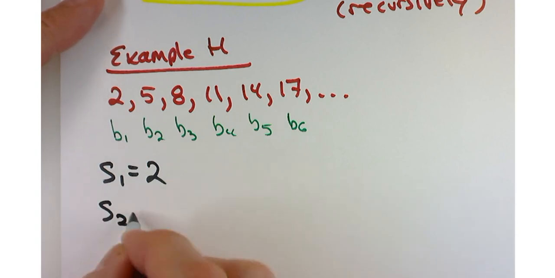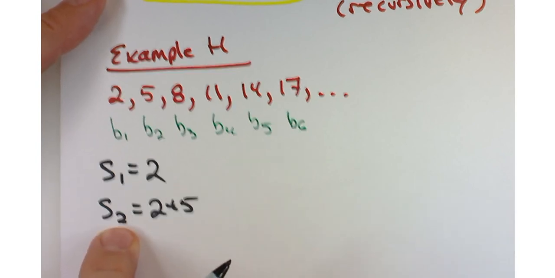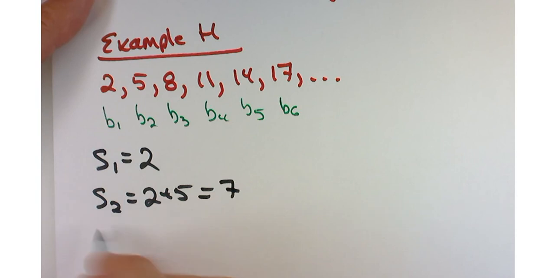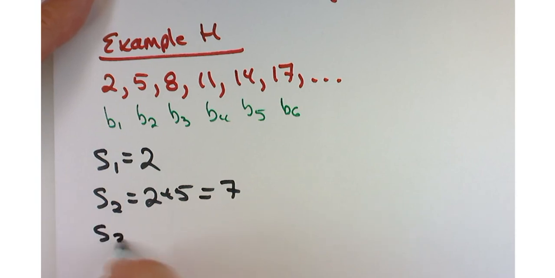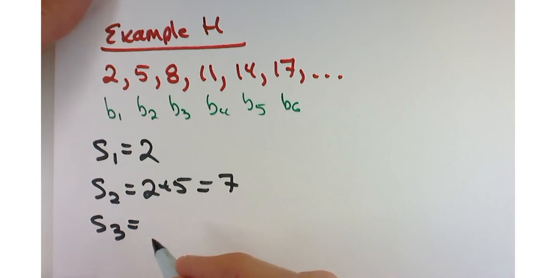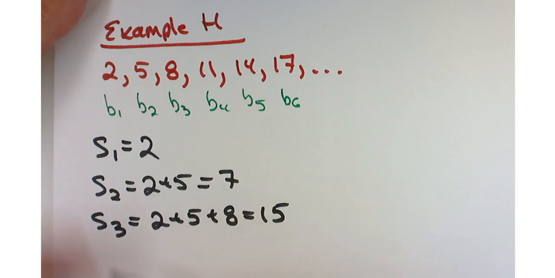The sum of the first two terms would be 2 plus 5. That's our S sub 2. That's the sum of just the first two terms, so I get 7. S sub 3. What am I going to add up to get S sub 3? Would be 2 plus 5 plus 8. Yep, 2 plus 5 plus 8 would be 15.